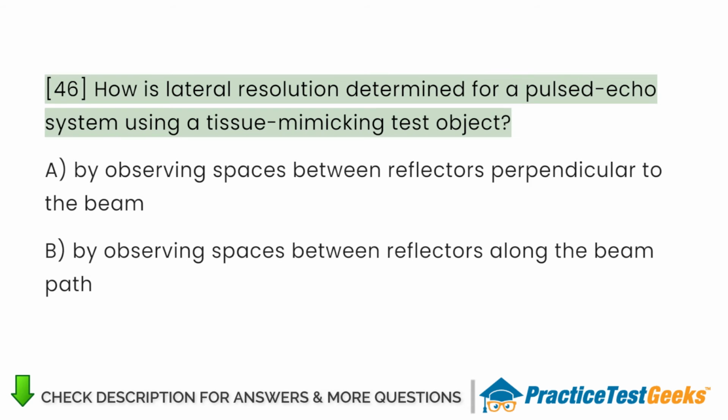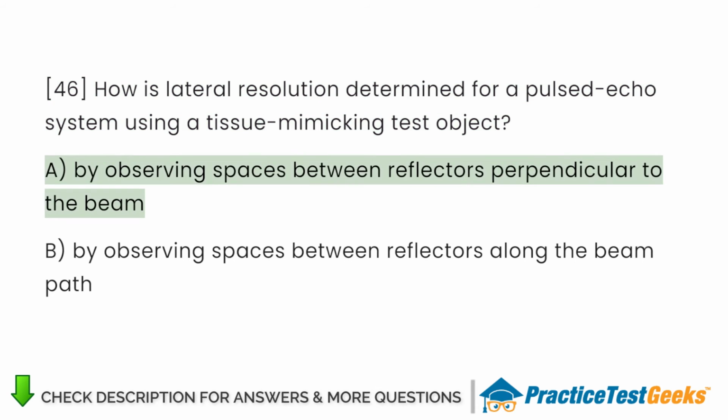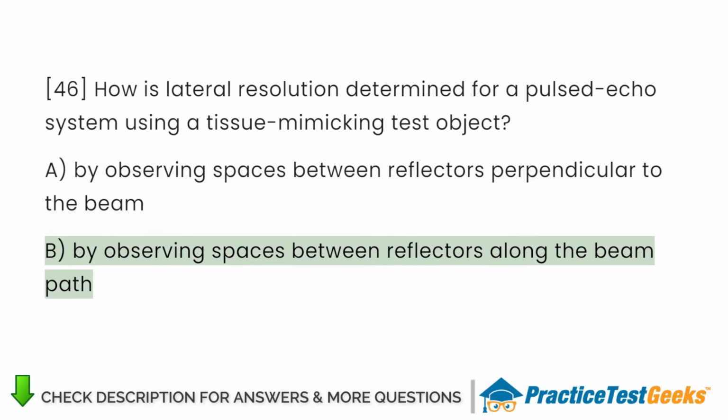How is lateral resolution determined for a pulsed echo system using a tissue-mimicking test object? A. By observing spaces between reflectors perpendicular to the beam. B. By observing spaces between reflectors along the beam path.